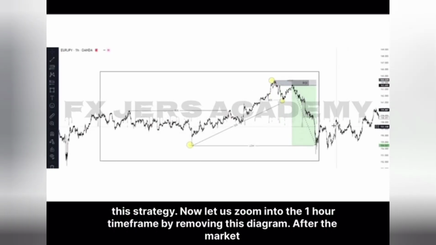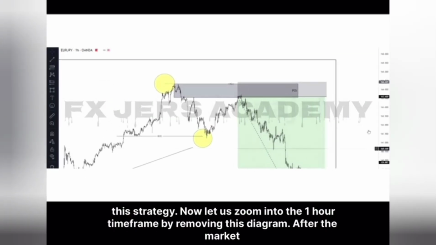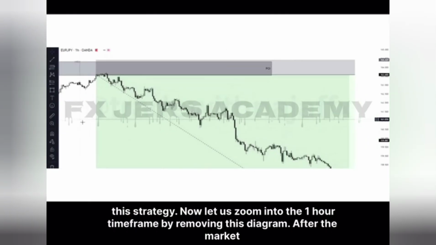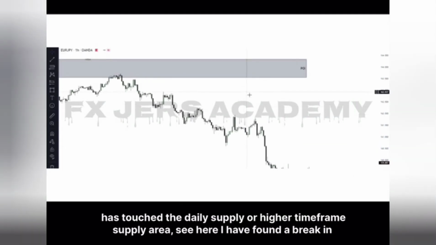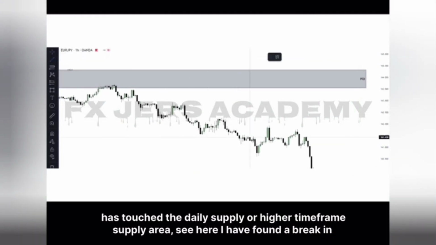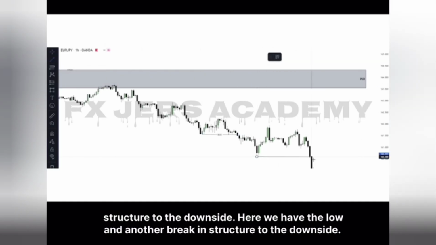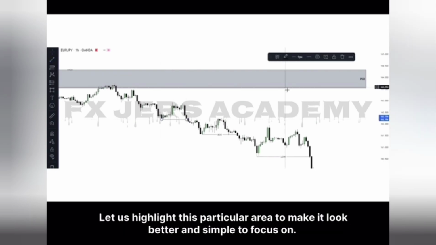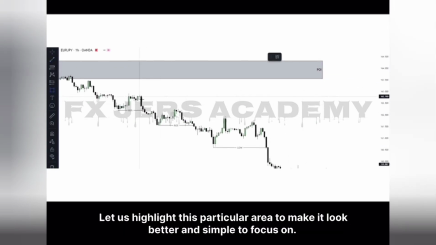Now let us zoom into the 1-hour time frame by removing this diagram. After the market has touched the daily supply or higher time frame supply area, see here I have found a break in structure to the downside. Here we have the low and another break in structure to the downside. Let us highlight this particular area to make it look better and simple to focus on.